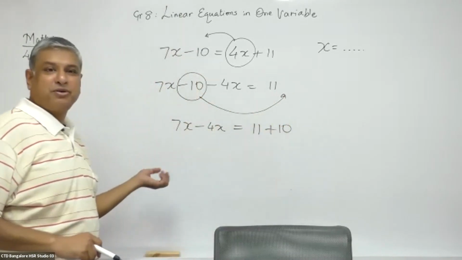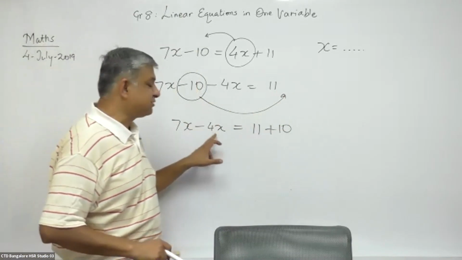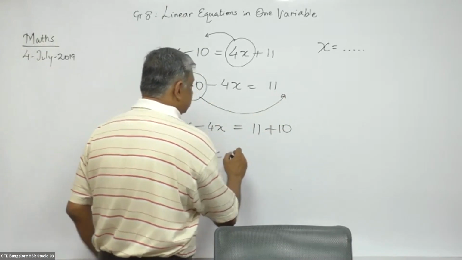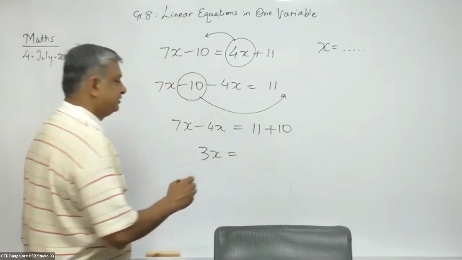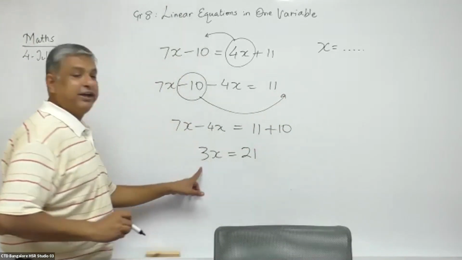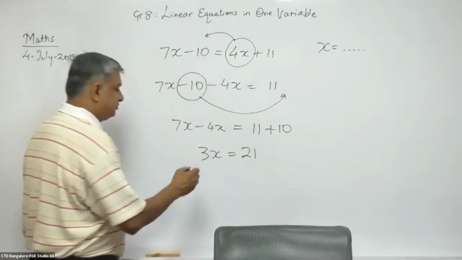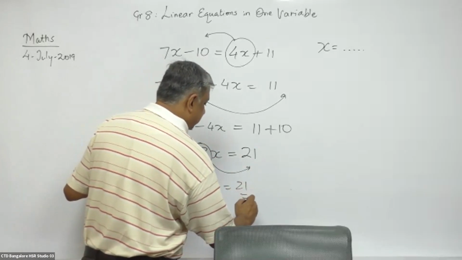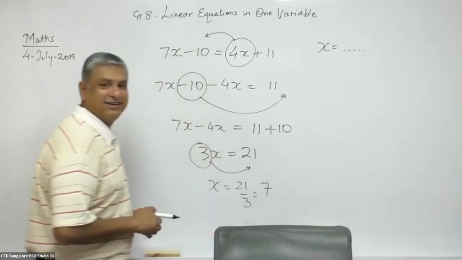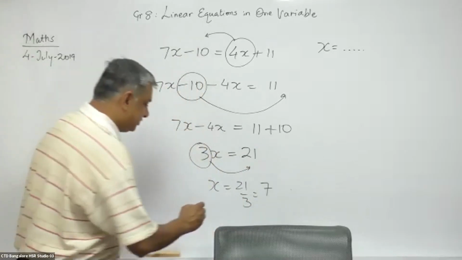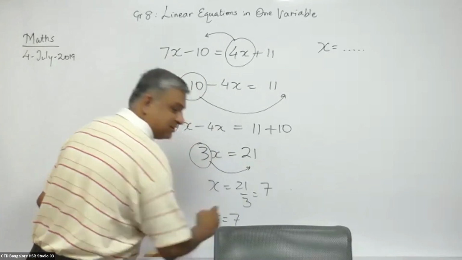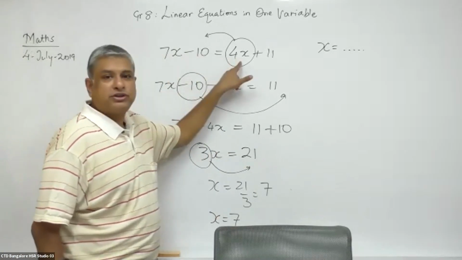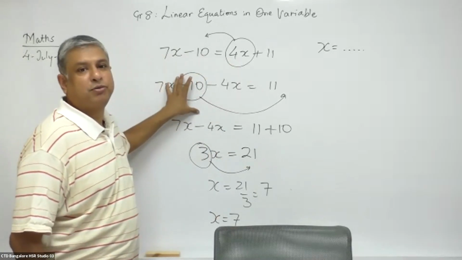Now we got a very simple equation. See, what is 7x minus 4x? 3x. So 3x equals to 11 plus 10, 21. Now 3 is multiplied to x, transpose one more time. And we get x equals to 21 by 3, which is 7. Easy? So we got x equal to 7. That's my answer. So, with variables on both sides, did it change anything? No, it added one more step.